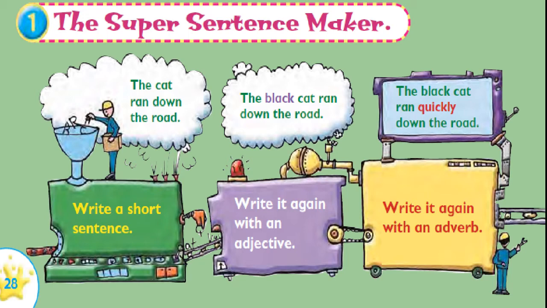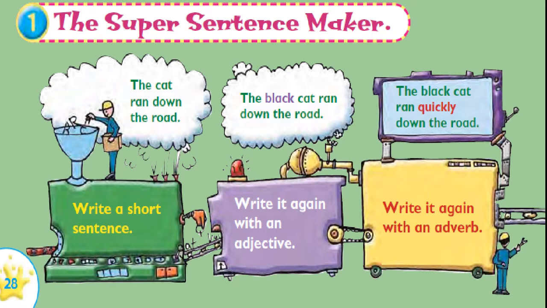So if we look at the first cloud, the cat ran down the road. So here the sentence consists of three parts. Part number one, the cat. Number two, ran down. And number three, the road. So as you know, the sentence starts with the subject. Very good. The subject.